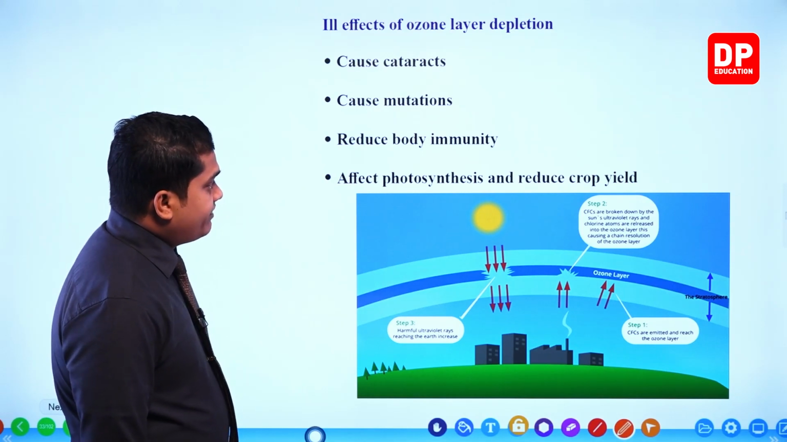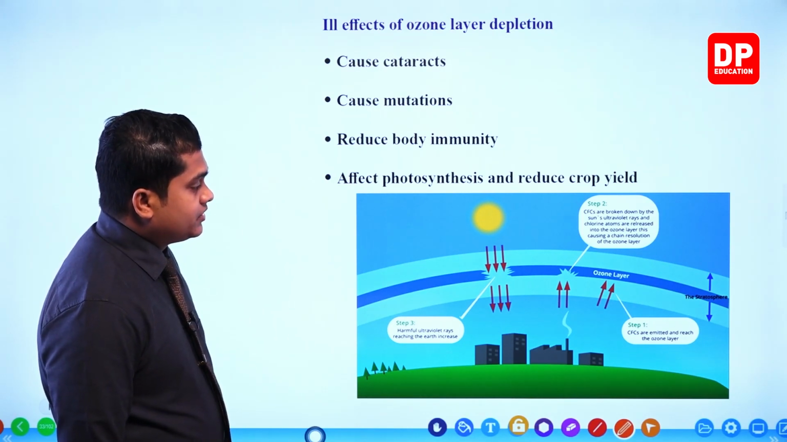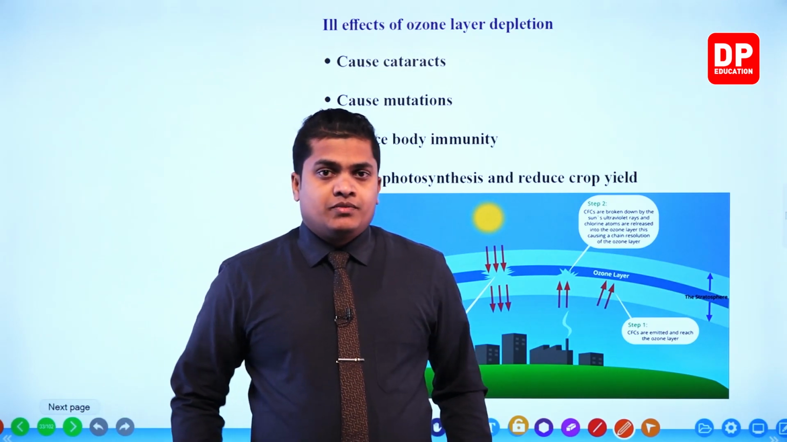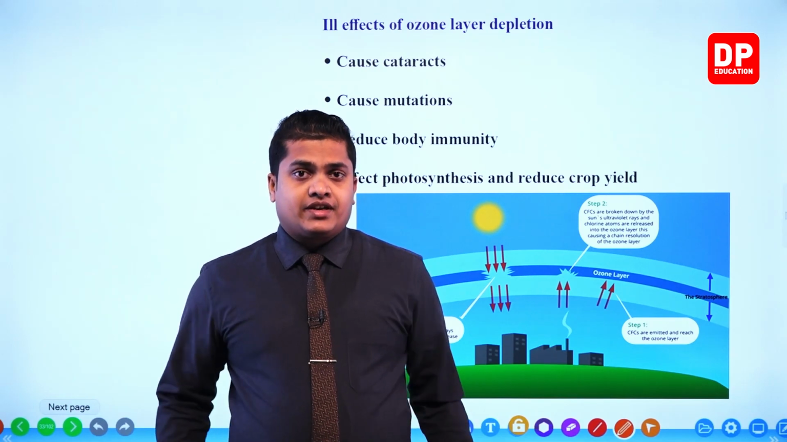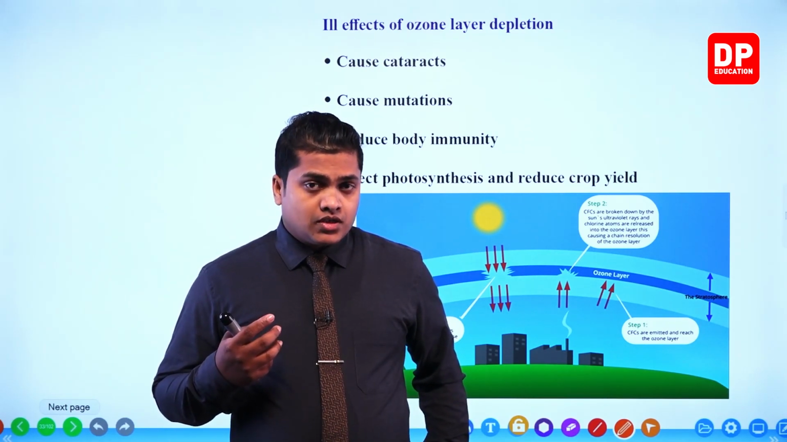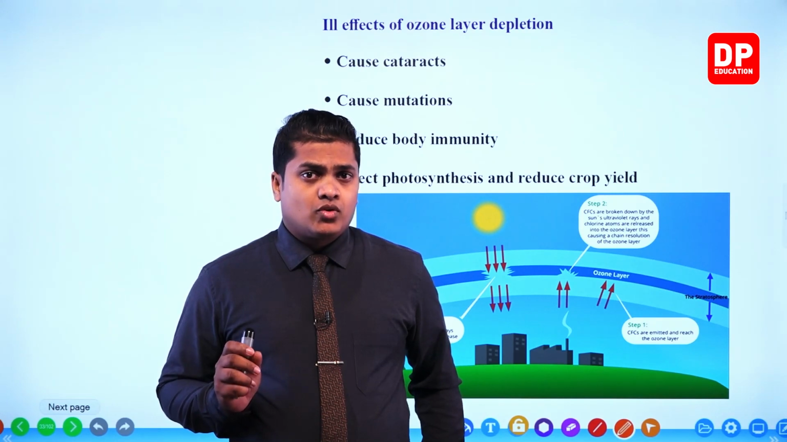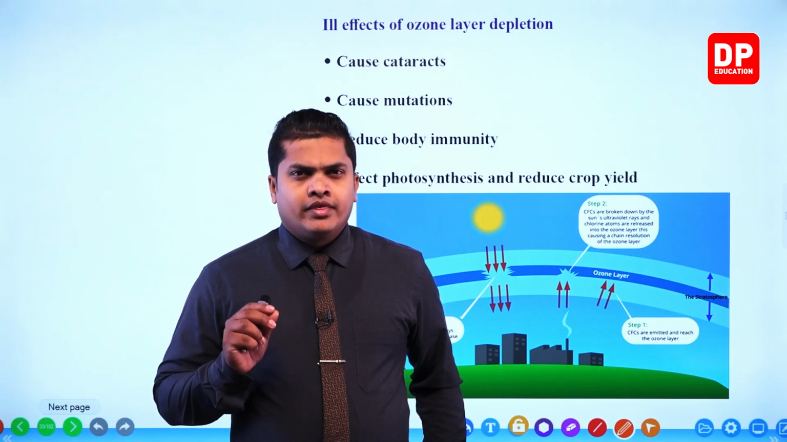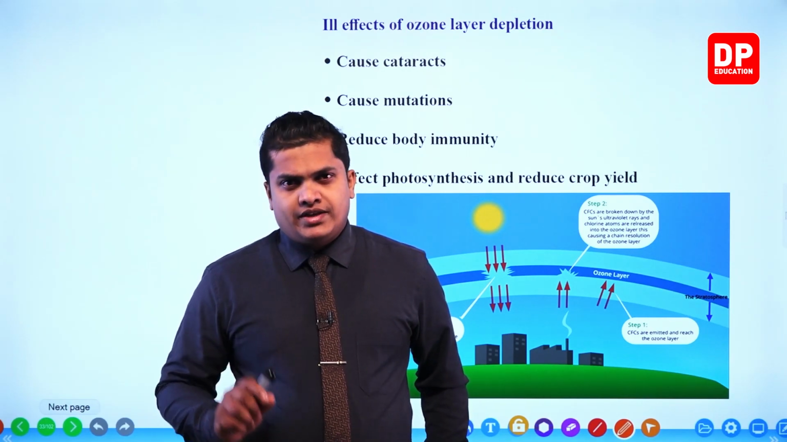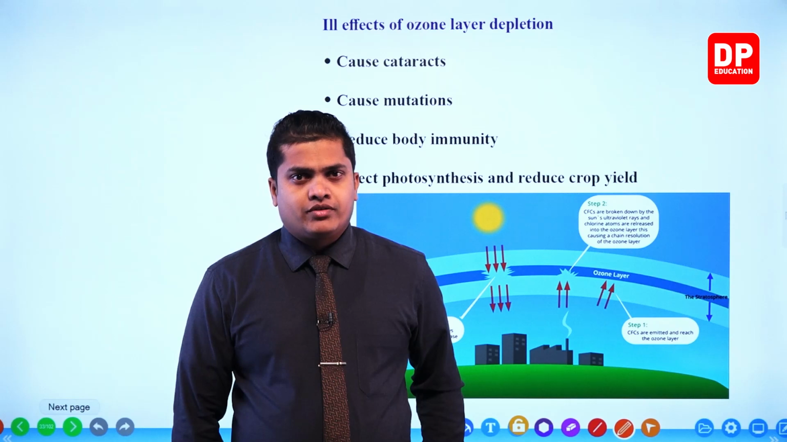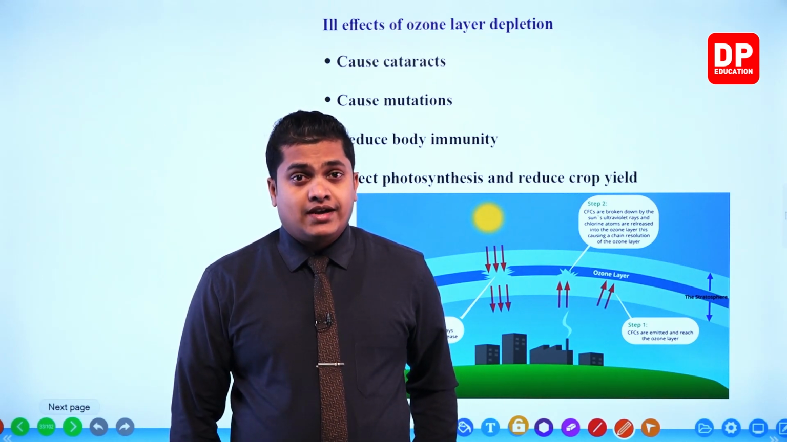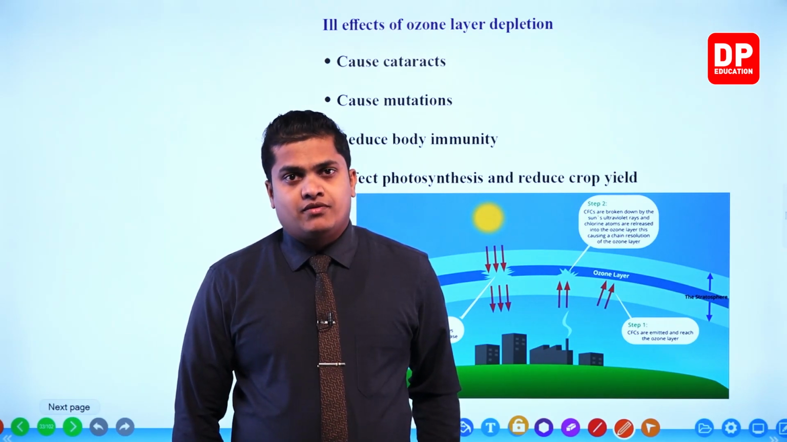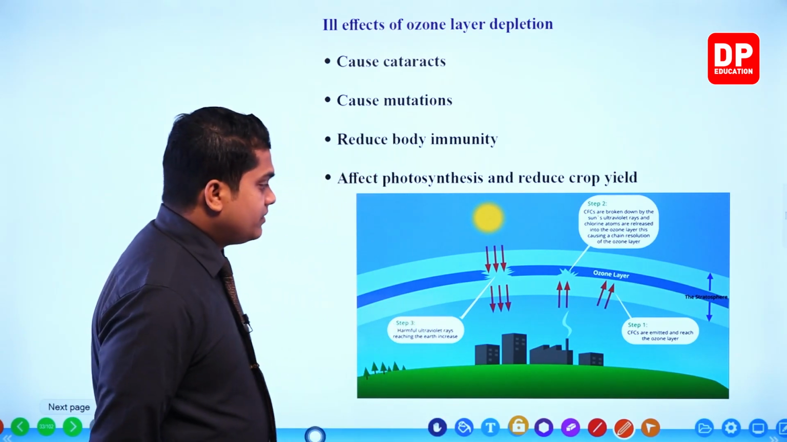Then the next one, affect the photosynthesis and reduce the crop yield. So it is going to affect the photosynthesis process, and also because of the effect given out by this radiation towards plants and other kinds of crops, the crop yield is also going to reduce. That means reduction and scarcity of food will also get created because of the depletion of the ozone layer. So a diagram is given here.